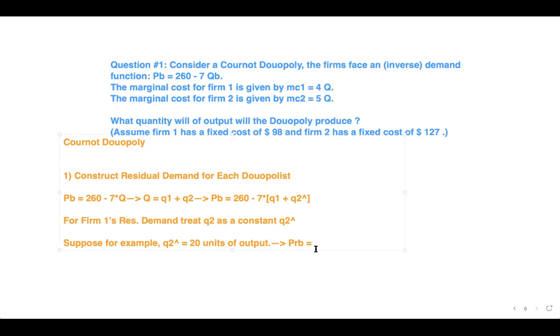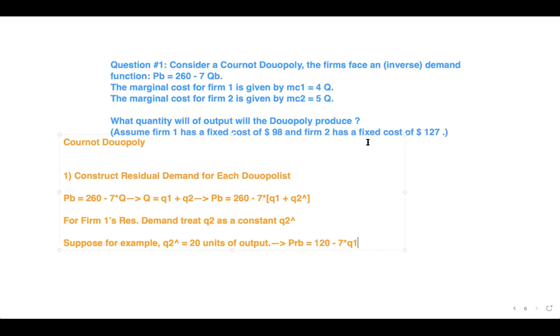Okay. Then I would have 7 times 20, which is 140. I'm looking at the terms in the brackets there, right? And I got minus 140 and plus 260. I would have 120 minus 7 times Q1. So I just reduced everything, but does that equation make sense to you based on what I did?